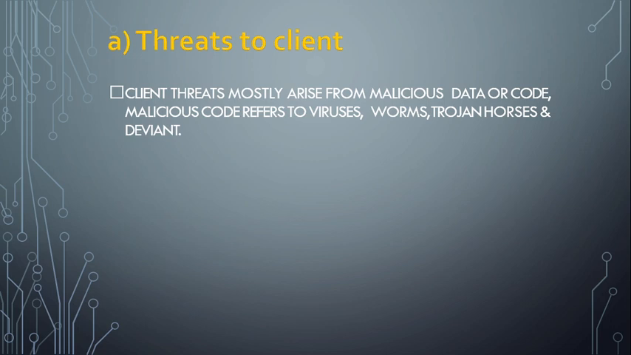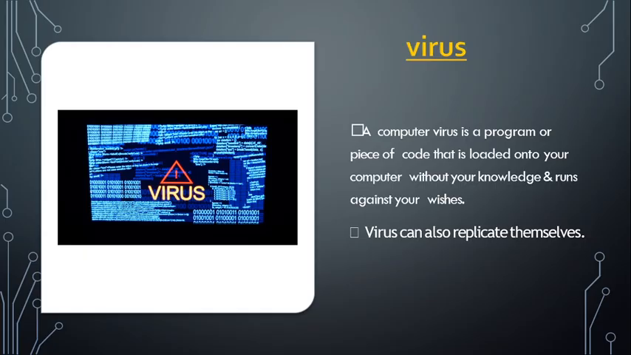First, the threat to the client. What do we mean by threat to the client? Client threats mostly arise from malicious data or code. Malicious code refers to viruses, worms, Trojan horses, and deviant code. Whenever malicious code or data affects your computer, system, or device, it is commonly called a client threat. Some of the commonly seen malicious data are viruses, worms, and Trojan horses. Let's see the first one, the virus.